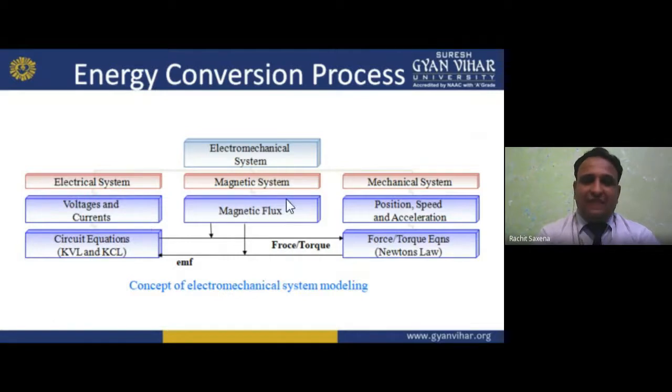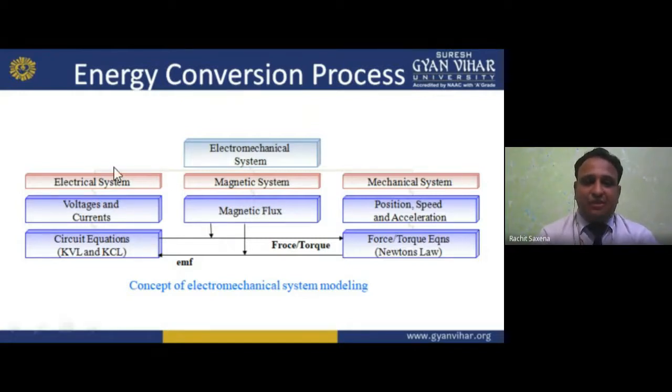Then we have the electromechanical system, in which we convert electrical power into mechanical power and vice versa. That means I want to convert electrical power into mechanical power and mechanical power into electrical power. Electrical to mechanical we all know, that is a motor, and mechanical to electrical is a generator. But how does it take place?